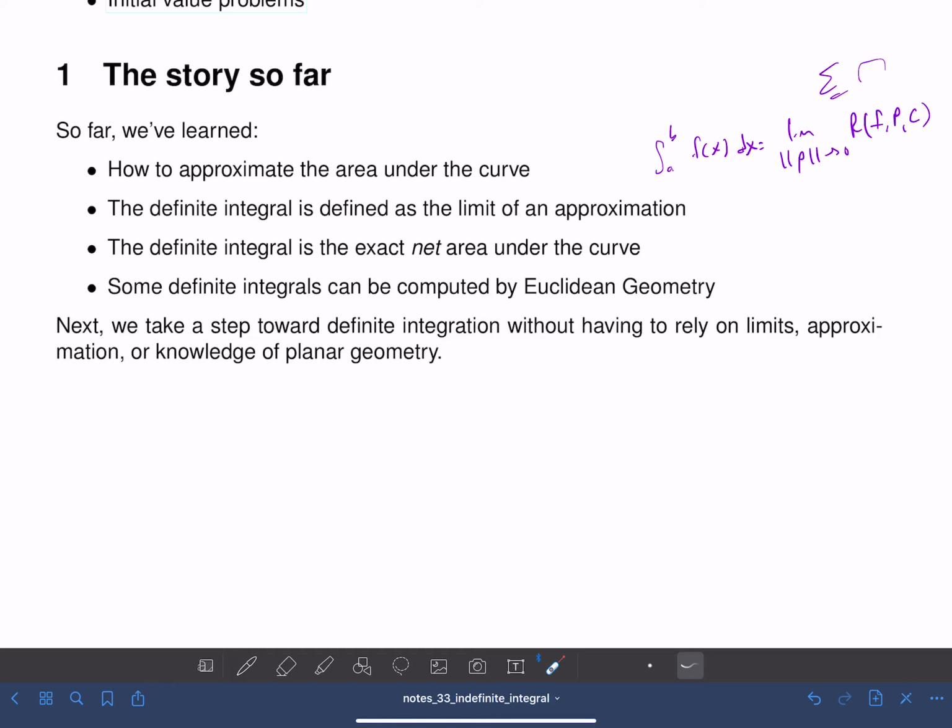And we learned that some definite integrals can be computed by Euclidean geometry, but we didn't step toward doing more or less arbitrary integrals. We just kind of said, okay, we can do some by geometry, we can do some by approximation, some we can do by doing this formal limit process. I didn't give any examples of that, but there are plenty in the book. And so our next step is to learn about indefinite integration, and then coming up in section 5.4 is the connection.